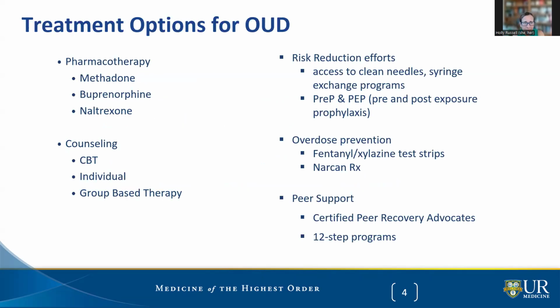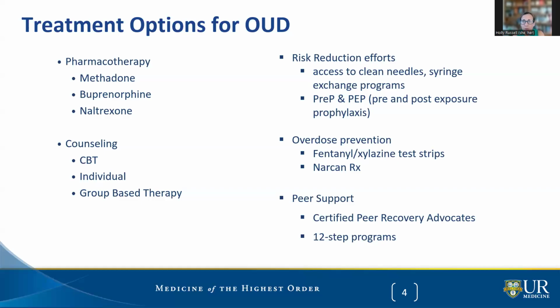First, we're going to take a step back and look overall at treatment options for opioid use disorder. The first bucket is pharmacotherapy, and we're going to discuss this much more, but this includes methadone, buprenorphine, and naltrexone. The second bucket that people think of most frequently is counseling. This often includes cognitive behavioral therapy, which can be done in individual or group-based therapy, or other types of behavioral therapy.